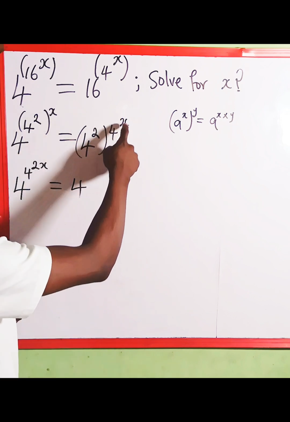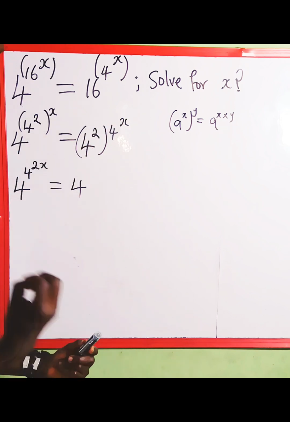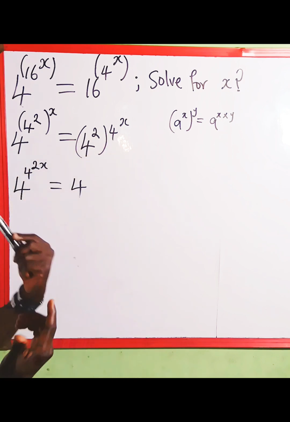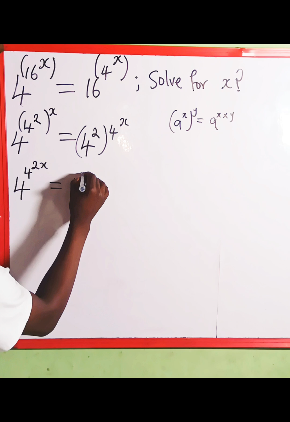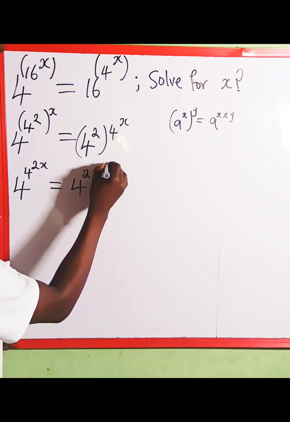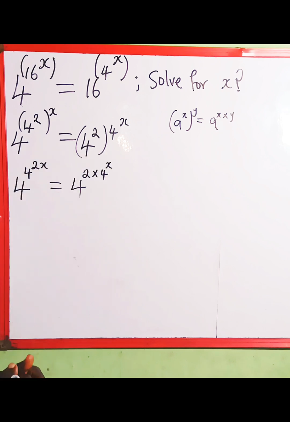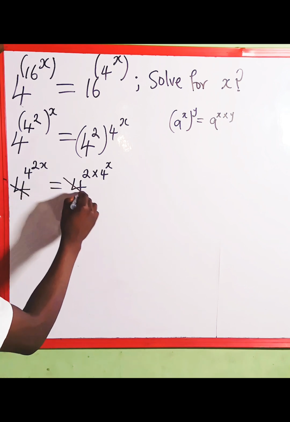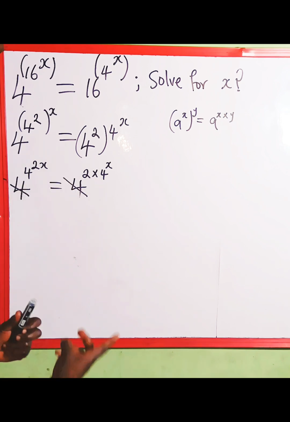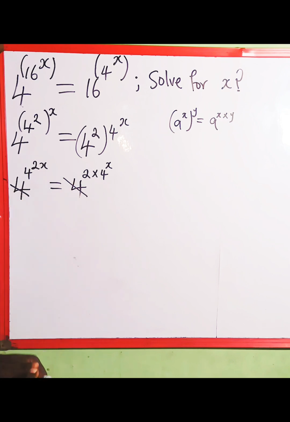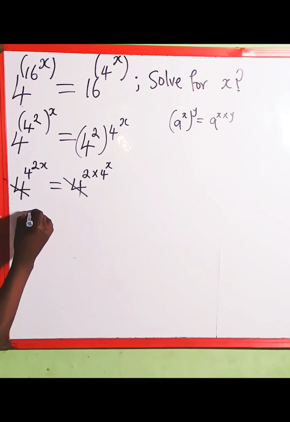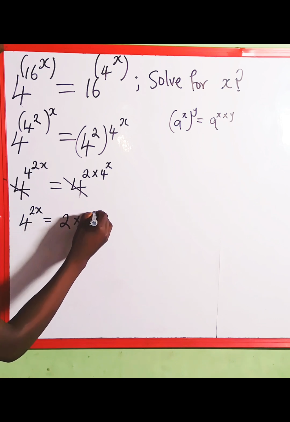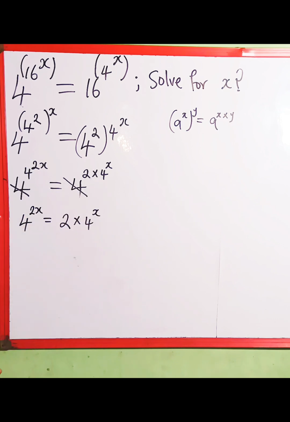Remember, this 4 is raised to the power of x, but this 2 is just a whole number, so we cannot just multiply them together because their bases are not the same. So we just write 2 multiplied by 4 to the power of x. Now what do you notice? We have the same bases, 4 and 4. So we can cancel out the bases according to one of the properties of exponents, then we equate the two powers. The first power is 4 raised to the power of 2x, which is equal to 2 multiplied by 4 raised to the power of x, which is the second power.